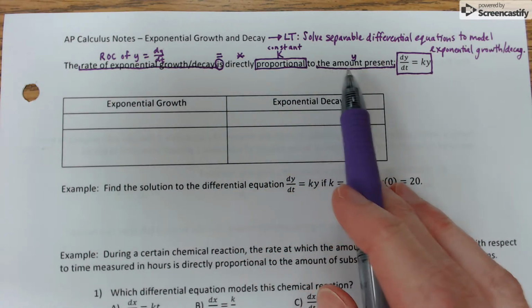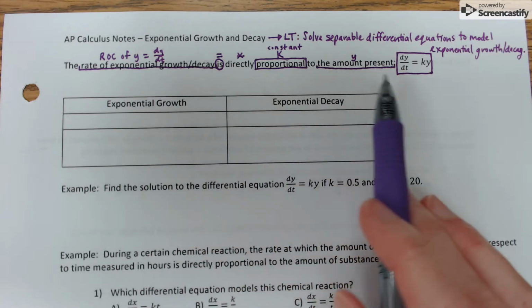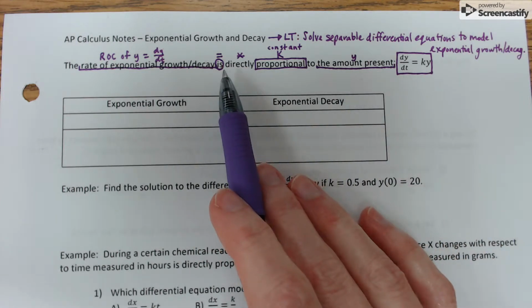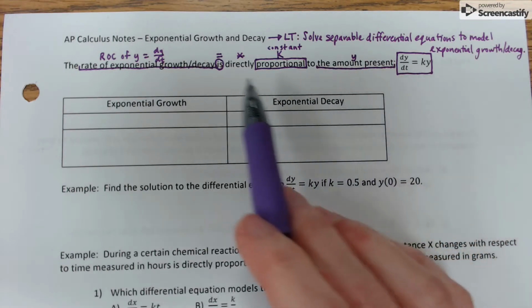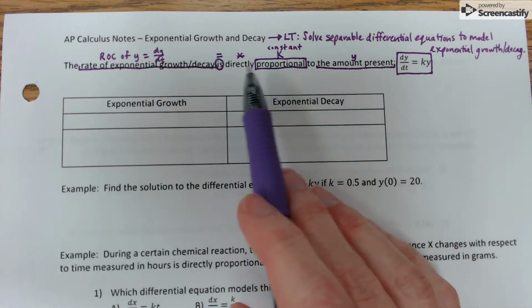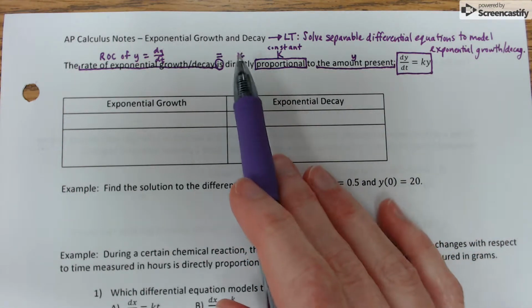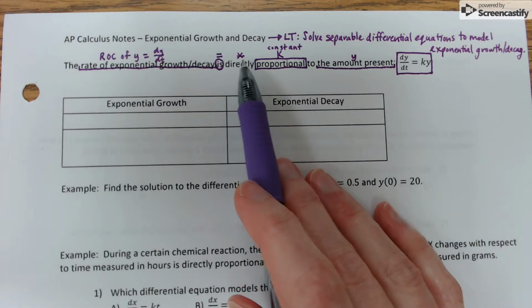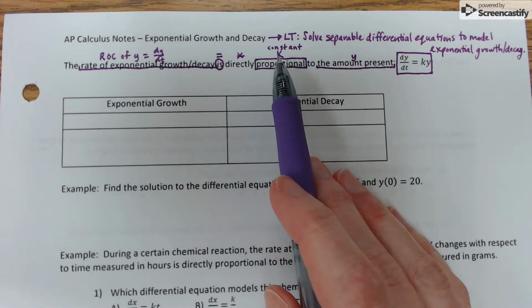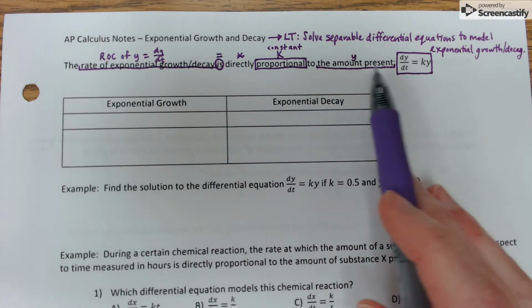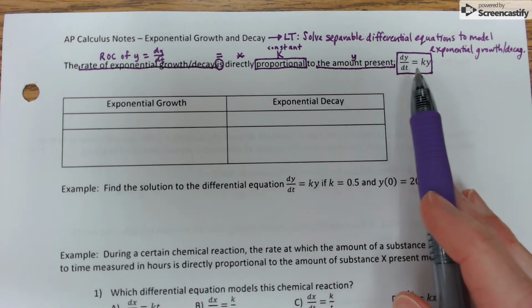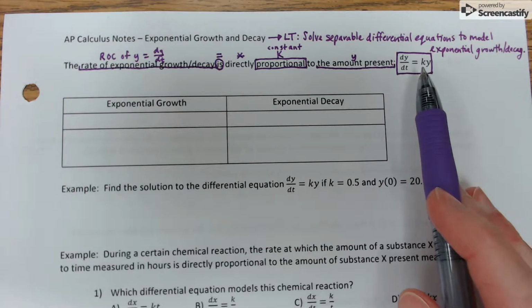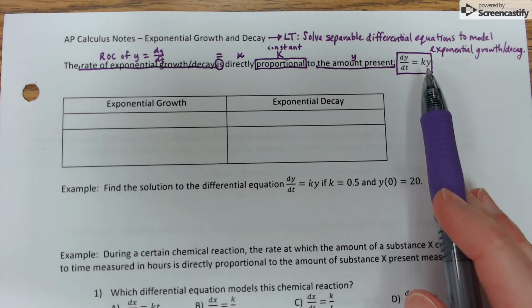So mathematically, if we translate that sentence, we have our dy/dt represents where the equal sign is in that expression. And if you remember from your algebra classes, a direct proportion is a relationship involving multiplication with a constant k to the amount present, which is represented by the variable y. So that's why on this side of the differential equation we have k multiplied with the amount present y.